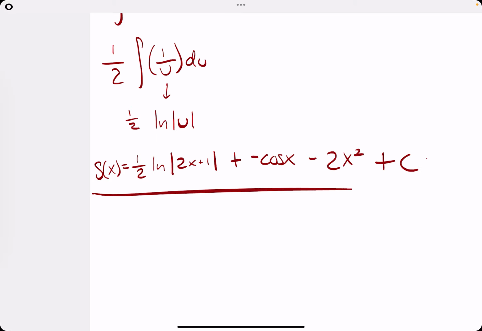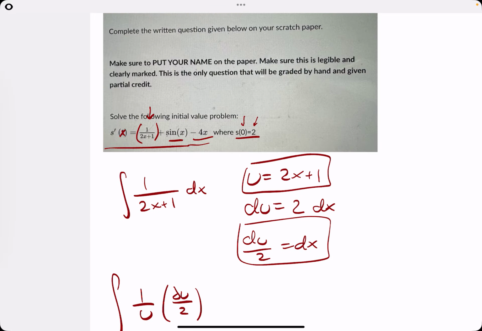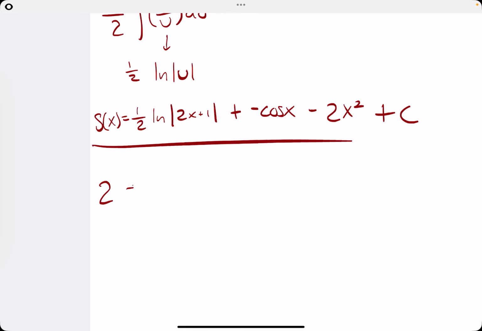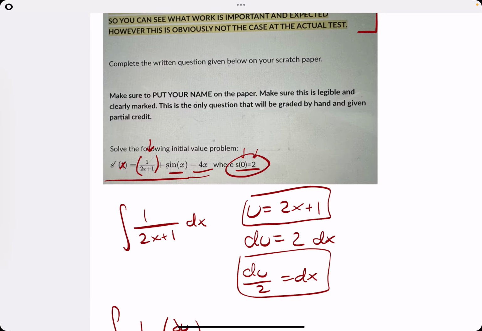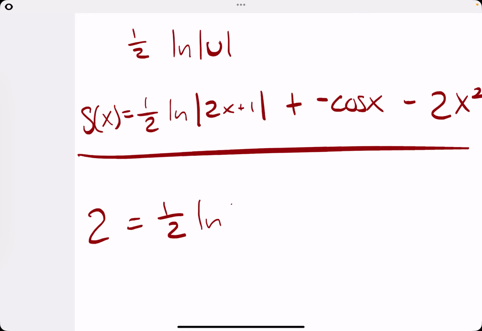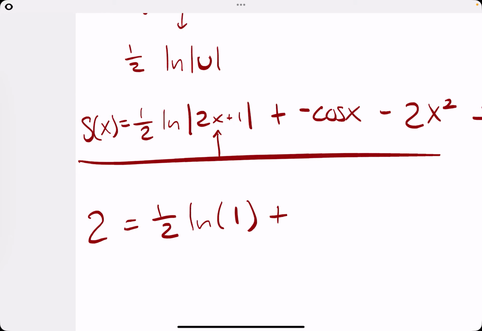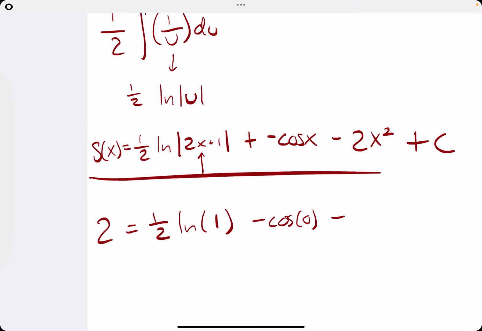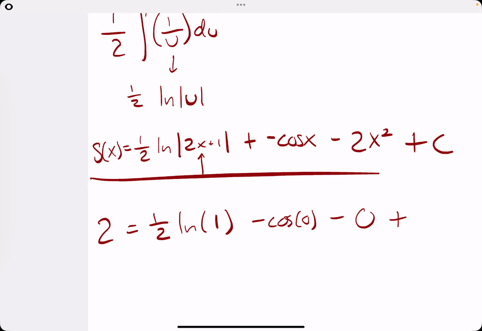Make sure to add c, because now our final step is to plug in 0 for x, 2 for s, and solve for c. So we have 1/2 ln of 2x, so 0. So it's ln of 2 times 0 plus 1. Again, I plugged in 0 there, so 2 times 0 plus 1, that's just 1. Plus, and once we plug something in, you can kind of drop the absolute value. And then minus, I'll just call it minus cosine of 0, minus 2 times 0, so just 0, plus c.